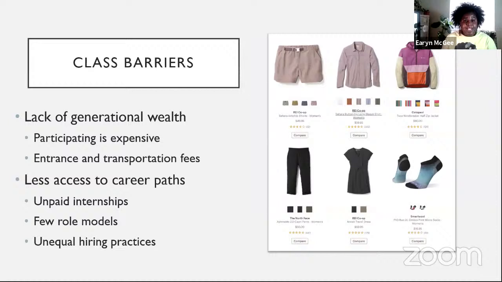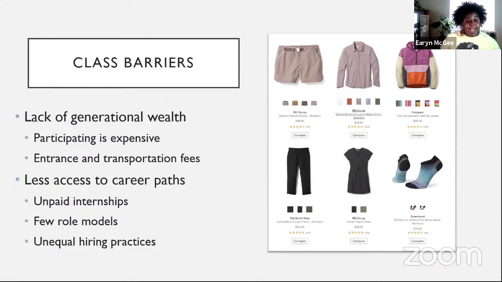So moving on to class barriers. On the right, we have a screenshot from REI's website, and you can see how expensive some of these items are. And you might be thinking, well, why don't you get something that's less expensive? Well, I don't know about you, but if you've ever been on a hike without the proper shoes, at the end of the day, you're not going to want to do another hike because your feet will really, really hurt. Having the right gear really makes the experience for you.